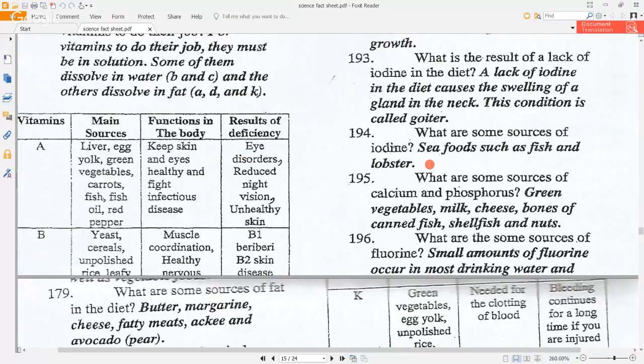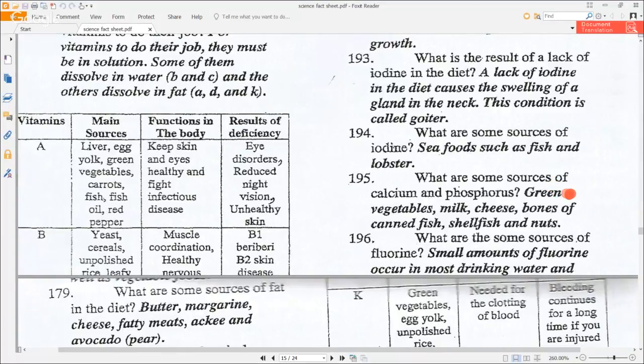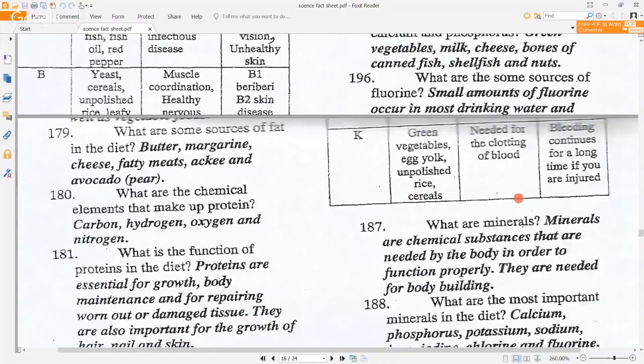195. What are some of the sources of calcium and phosphorus? Green vegetables, milk, cheese, the bones of canned fish like sardines and mackerel, shellfish, and nuts. 196. What are some of the sources of fluorine? It says small amounts of fluorine occur in most drinking water. It's 196. Let's go down some more.